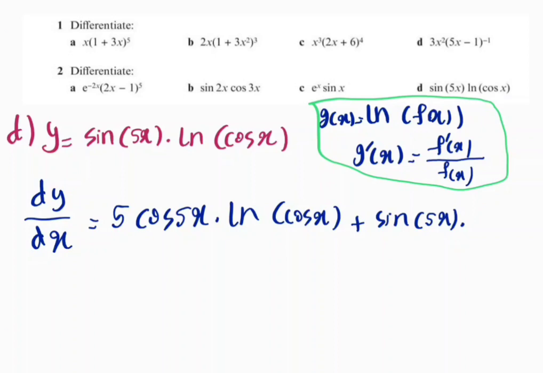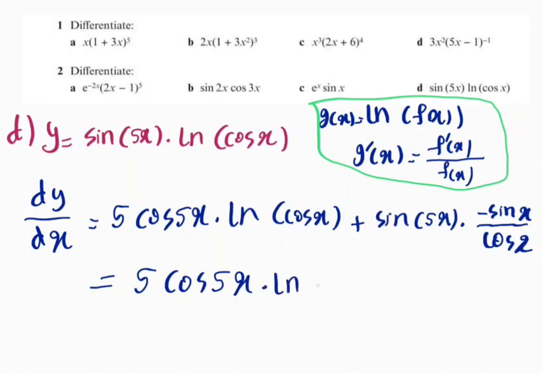In this case, we have ln of cos x. So cos x differentiates to minus sin x, and cos x is the function, so we write that down. Hopefully you can remember that sin x over cos x is tan x, and here it is minus, so it's minus tan x. Just simplifying that: 5 cos 5x times ln cos x, and here minus sin 5x times tan x. So this minus comes from here.